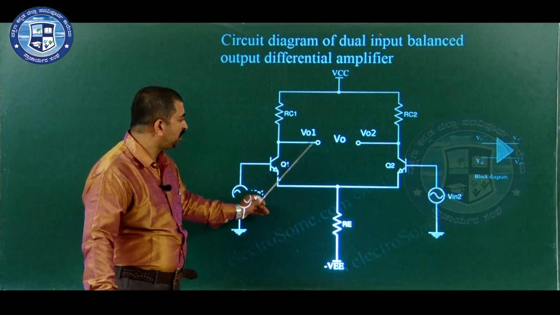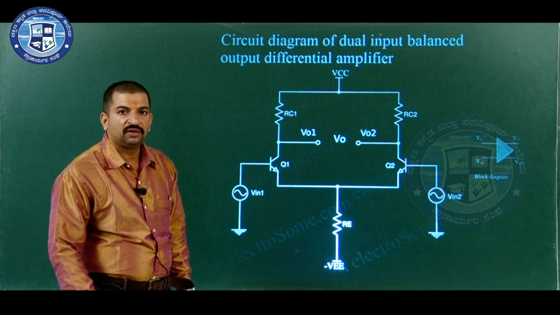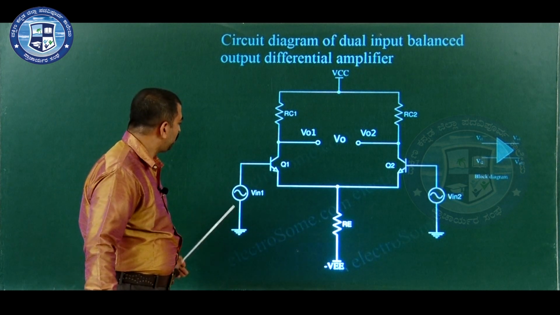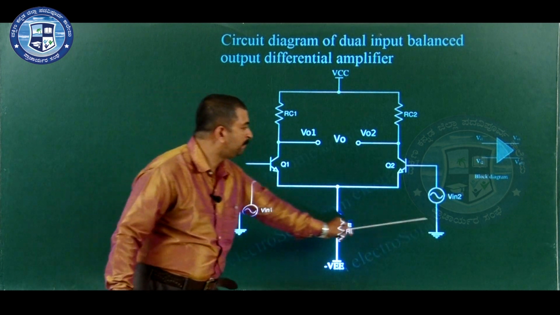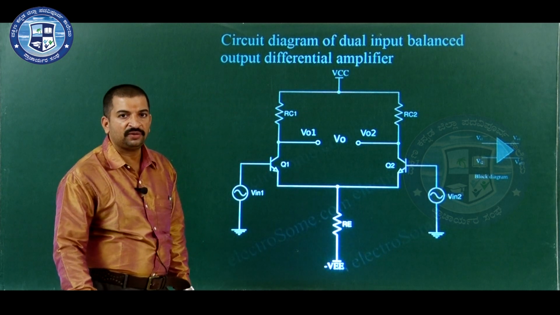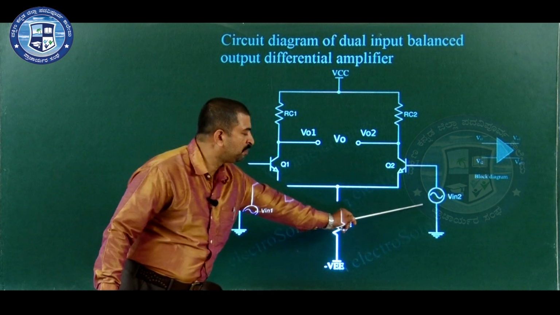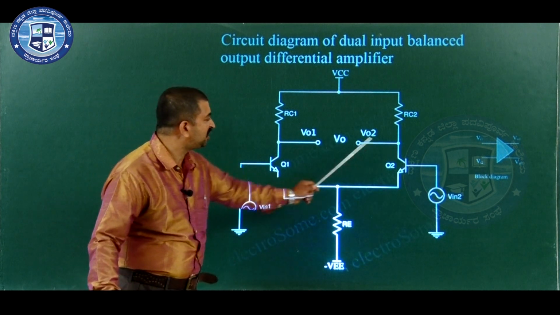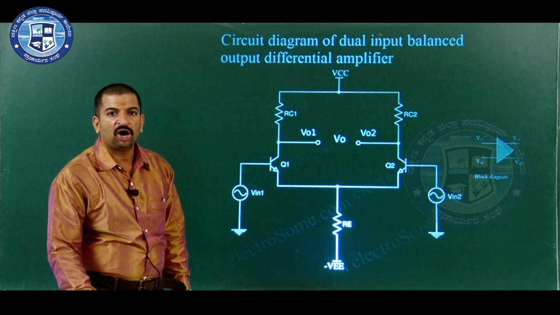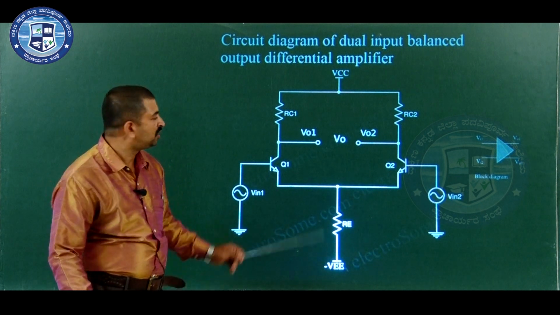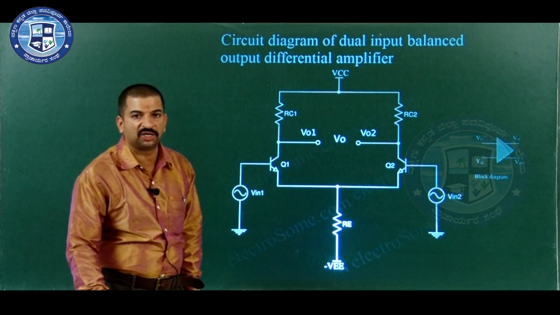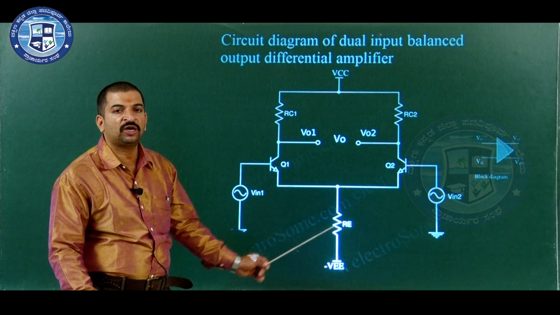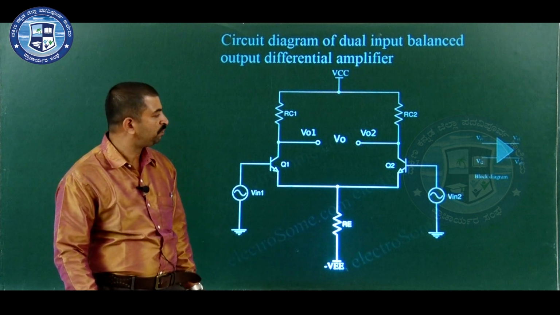Now, let us study the working of this amplifier. Here, the input signals are applied to both input terminals of the amplifier. So, the name dual input. Inputs are applied to both input terminals. Balanced output, that is output signals are measured across collector terminals of both transistors. So, the name dual input balanced output, two input terminals and two output terminals.